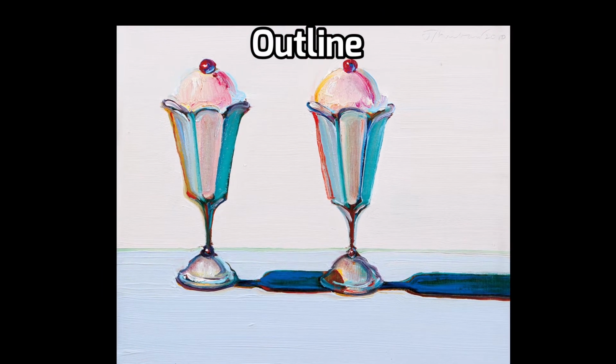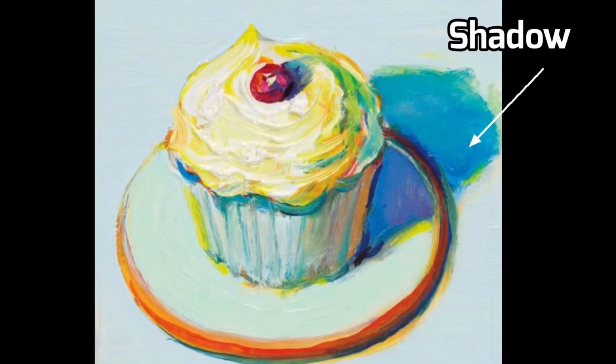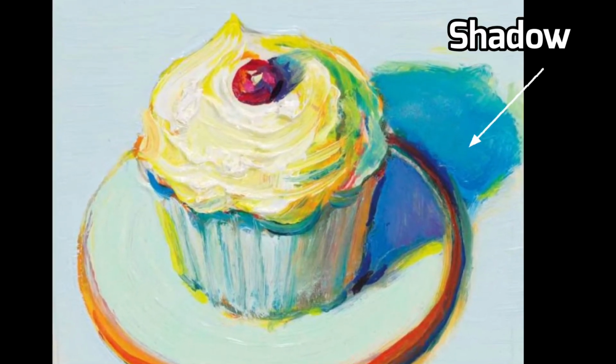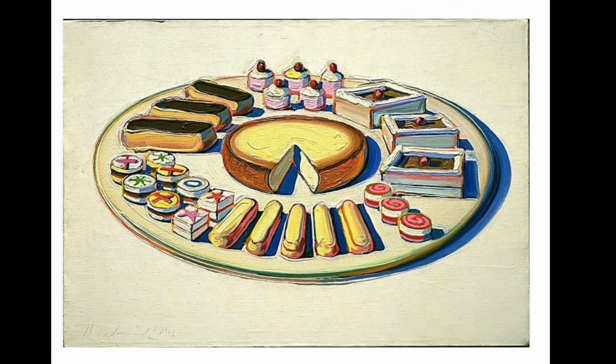Now let's take a look at the shadows. When we observe the shadows, you will find that he uses very light blues instead of dark colors, and this makes his paintings more realistic.